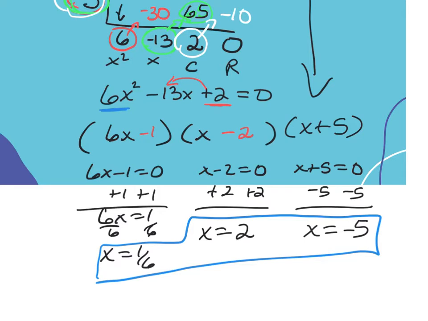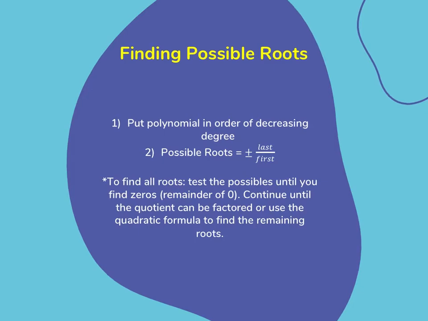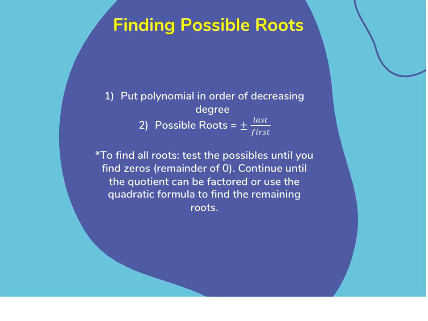Now, the next part is to find possible roots. From here on out, examples 4 through 8, you're not given this information. You're going to have to guess and test. So let me go ahead and show you how we're going to find the possible zeros. When we try to find the possible roots, we're going to first make sure our polynomial is in order of decreasing degree. And that's how all of our examples have been. It's from the highest exponent down to the constant.